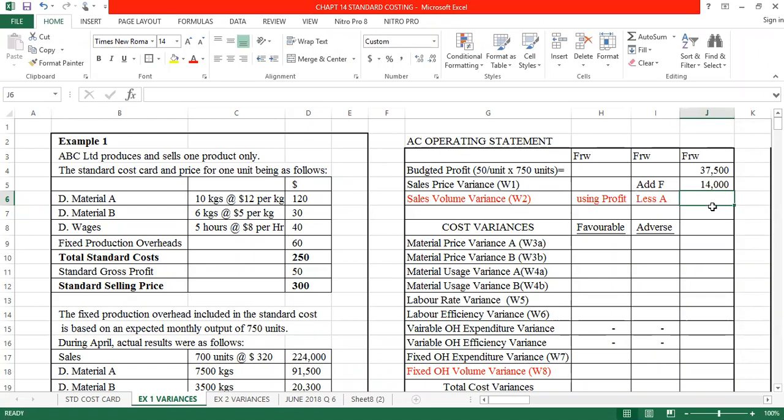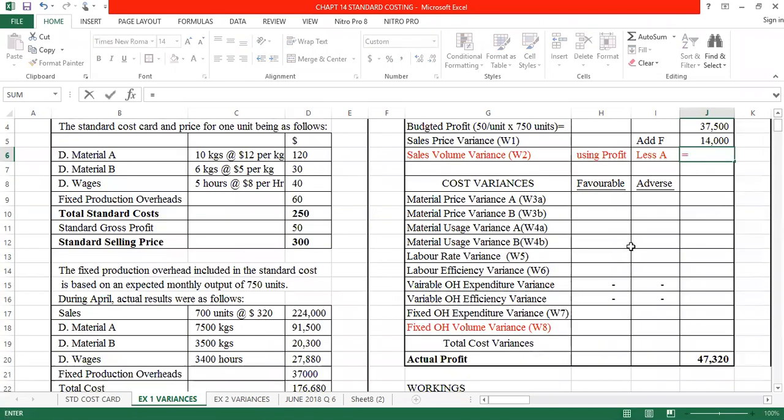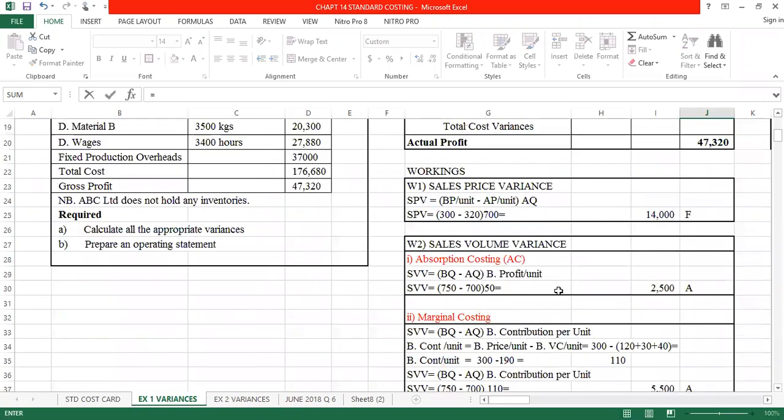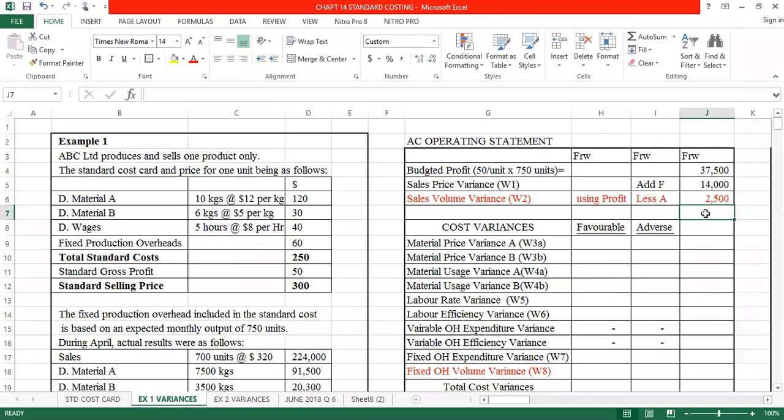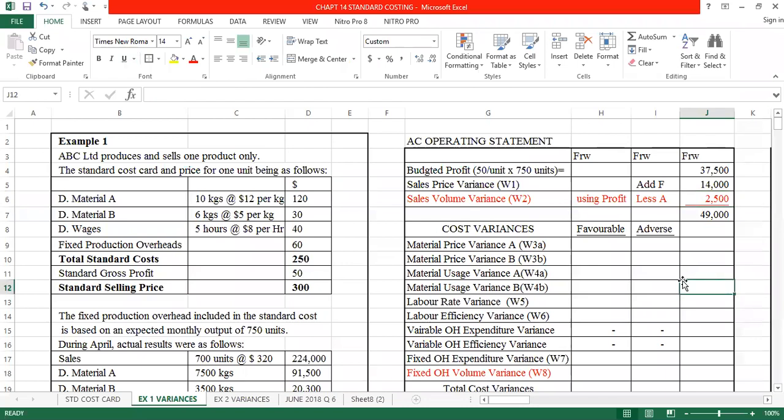I will less it. Let me just post it the way it is. I will come and less it. So sales volume variance here, where is it? That. So I will come and less it as we continue. So we have 37 plus 14 minus 25. We are preparing the operating statement as we continue. So that gives you how much? 49,000. We have finished with the first part.